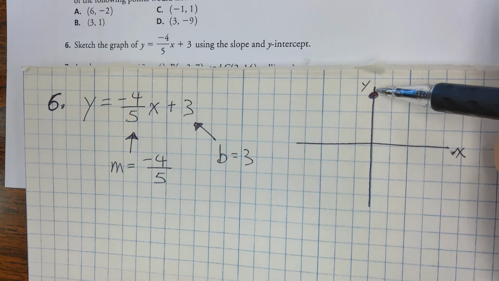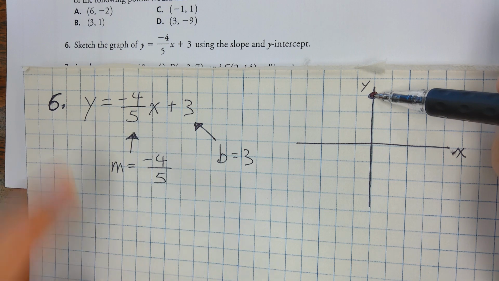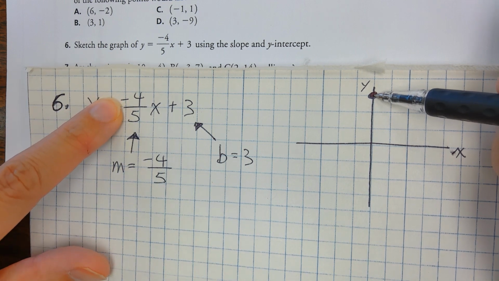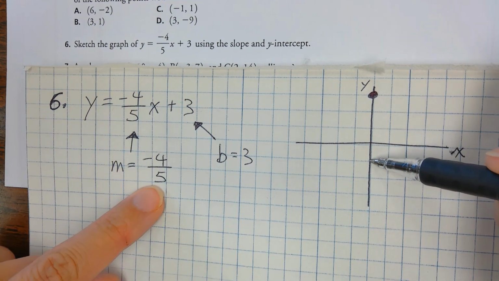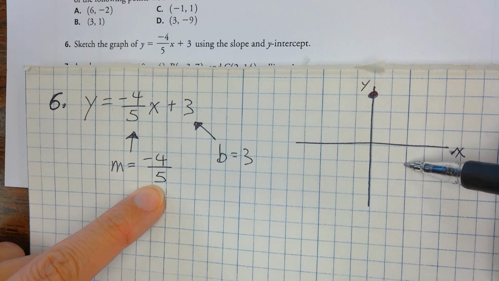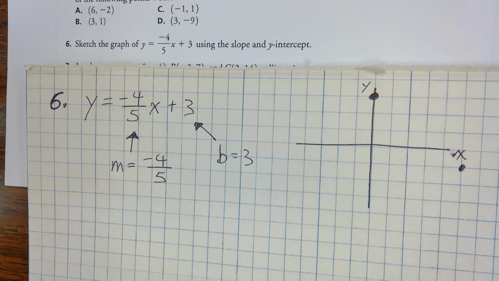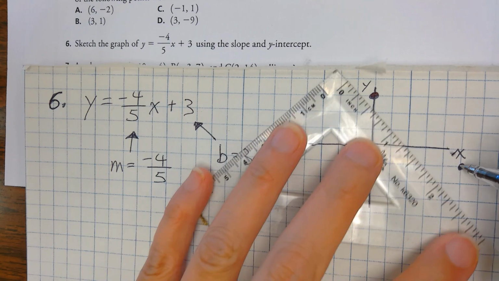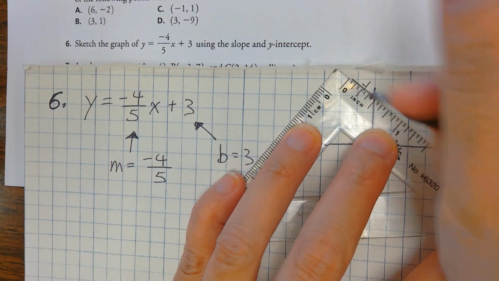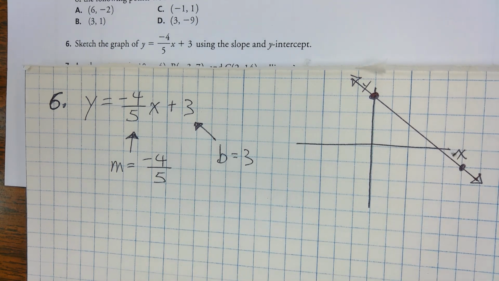And then from this point, I'm going to do my slope, my rise over run. Since it's negative, which way am I going to go? Down. 1, 2, 3, 4. And then go over to the right by 5. 1, 2, 3, 4, 5. And there's my second point. Okay. So I can make a graph using the slope and y-intercept method.